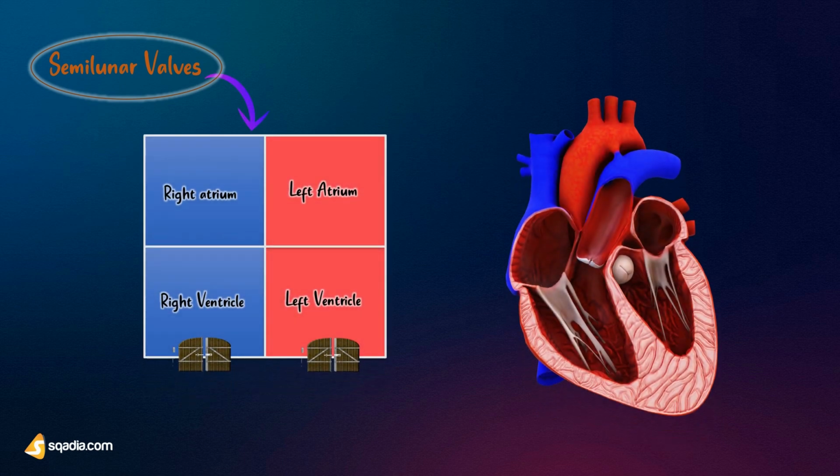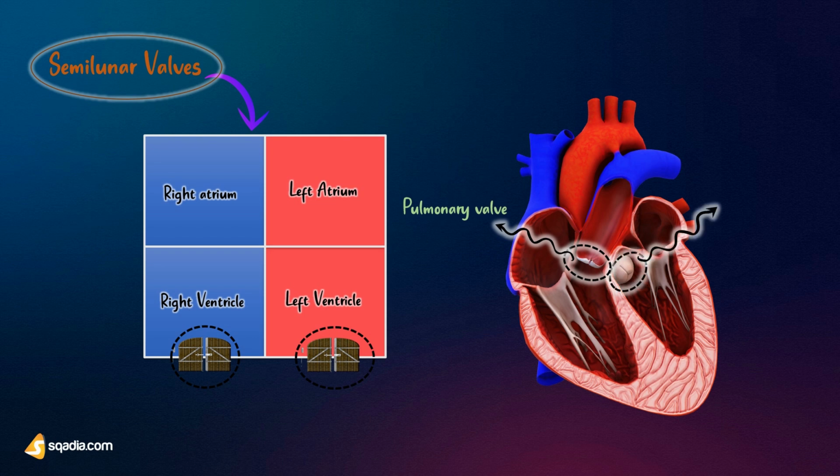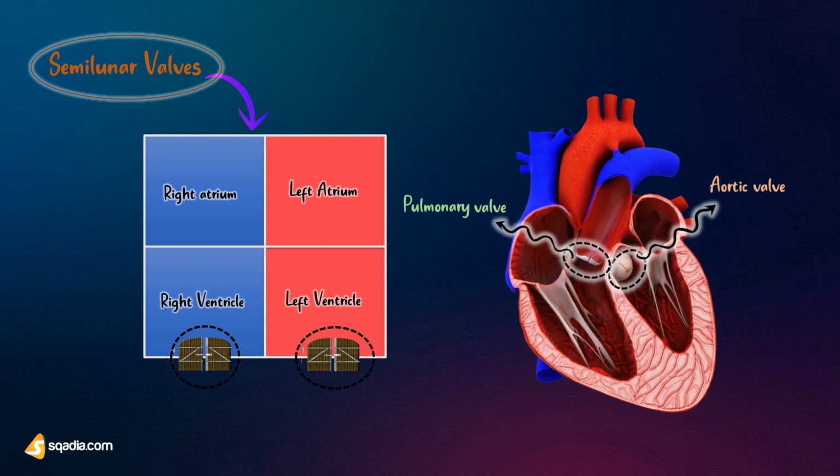They are also 2 in number, and they are present at the exit of each ventricle, where one is the pulmonary valve, which is located at the base of the pulmonary trunk, that allows the blood to leave the right ventricle, preventing backward flow into the ventricular chamber. And the other one is aortic valve, which is located at the base of the aorta. This valve opens to allow blood to leave the left ventricle during contraction and flow into the ascending aorta.